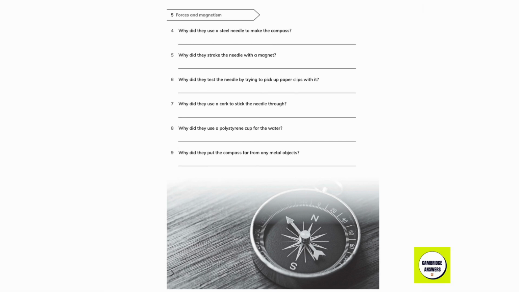Why did they use a steel needle to make the compass? Steel can be magnetized. Why did they stroke the needle with a magnet? To magnetize the steel needle. Why did they test the needle by trying to pick up paper clips with it? Paper clips are metal and will be attracted to a magnet.